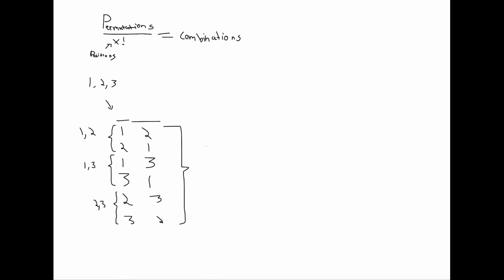Well, we can divide it by the number of different ways each combination can be reordered. So for example, this combination can be reordered in two different ways. So can this one, so can this one. So all of these combinations can be reordered in the same number of ways. So all we have to do is divide the number of permutations by the number of ways we can reorder each combination.